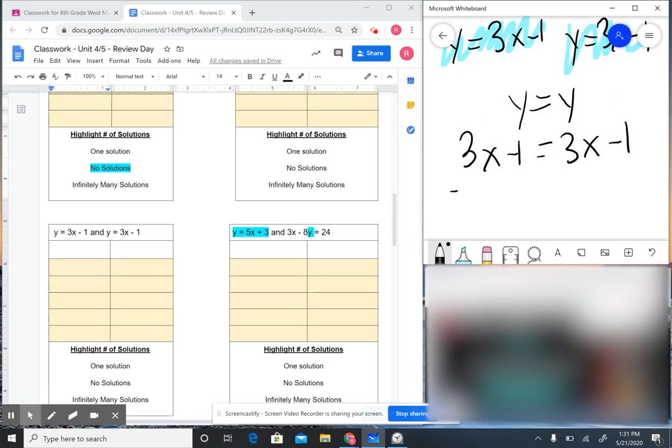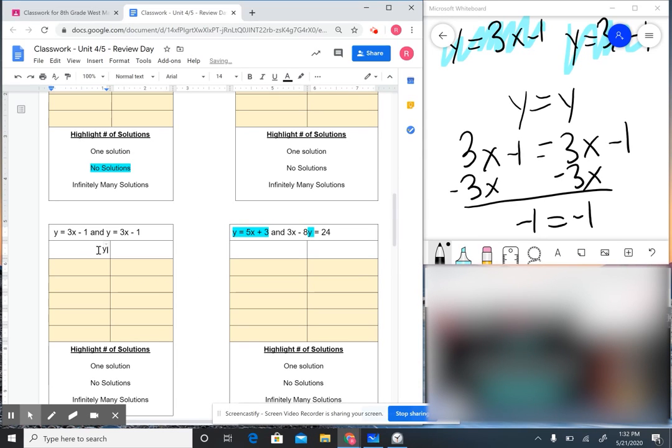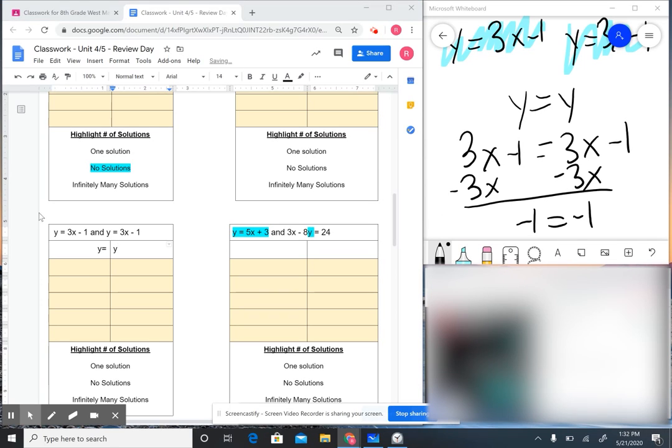And so now you're going to try to solve for x. And so you want to move one of these over. So you have a positive 3x, you're going to do a subtraction of 3x. So you get negative 1 equals negative 1. And now you got to think about, what does that mean? So what kind of statement is that? Negative 1 equals negative 1, is it a true or is it a false statement?